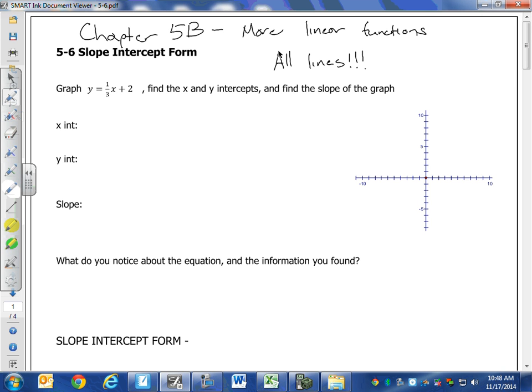So what I want you to do right now is, I gave you an equation, y equals 1/3 x plus 2. I want you to find the x and the y intercepts of that equation, and I want you to then find the slope using those two intercepts. And then I want you to graph the x and the y intercepts, and connect and extend. The x-intercept, of course, has a y-coordinate of 0. The y-intercept has an x-coordinate of 0.